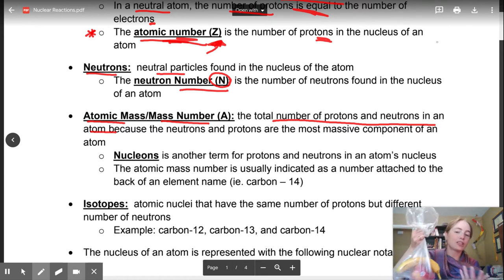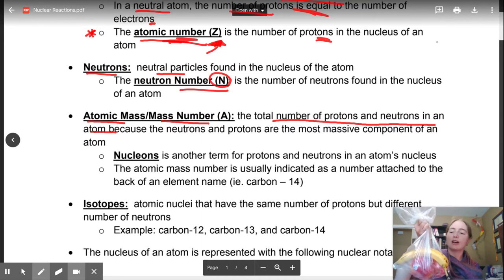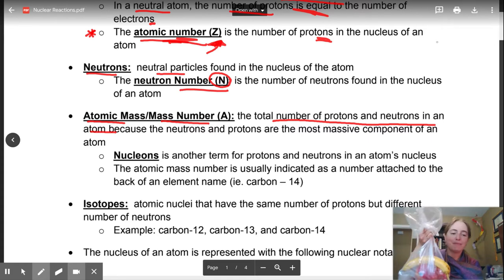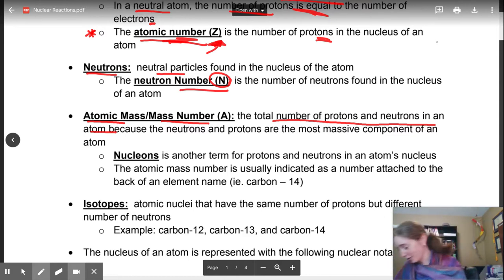The same with electrons. Electrons, their mass is negligible. Their mass is irrelevant in comparison to the protons and neutrons. So you can think of the mass of the plastic bag as equivalent to the mass of electrons, and the mass of the fruit inside the bag as analogous to the mass of the protons and neutrons.